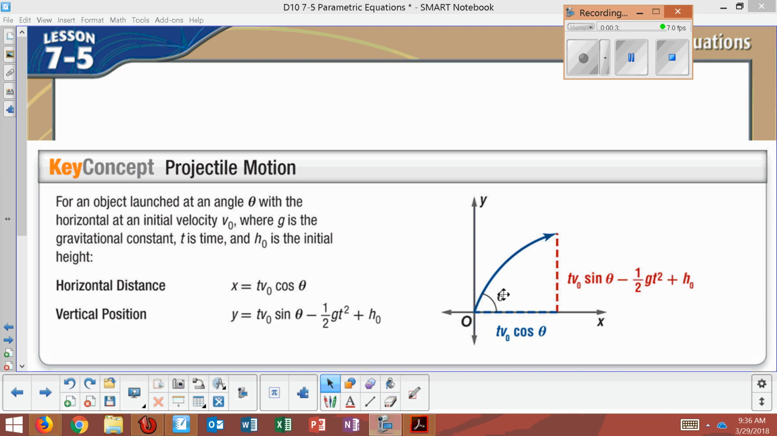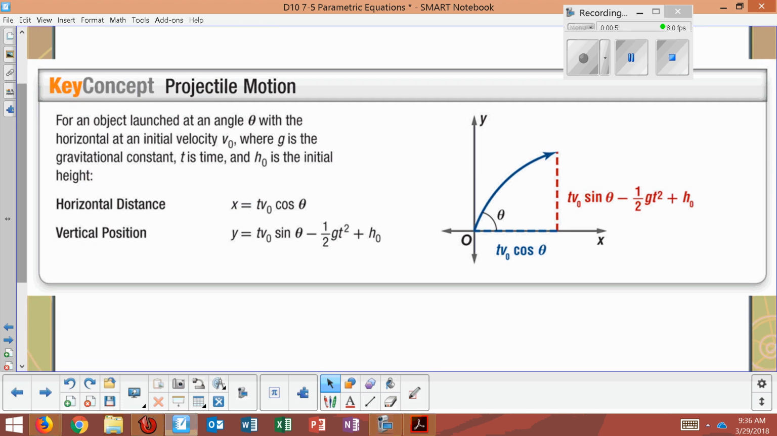Now, as far as the y on a projectile motion, think about what comes into play. First, you do have the same equation as above, but with sine for the y. So the time it's in flight times its initial velocity, and then you would use sine. But you also need to subtract half of g times t squared. What does this g stand for? It's gravity.